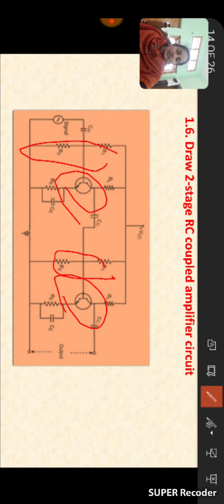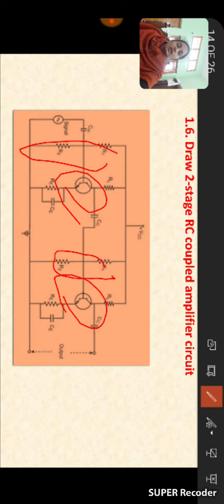What is meant by biasing? Providing the emitter base in forward bias condition and the collector base in reverse bias condition, such that the transistor works under the active region, is called biasing. And it also makes the operating point independent of the temperature variations.